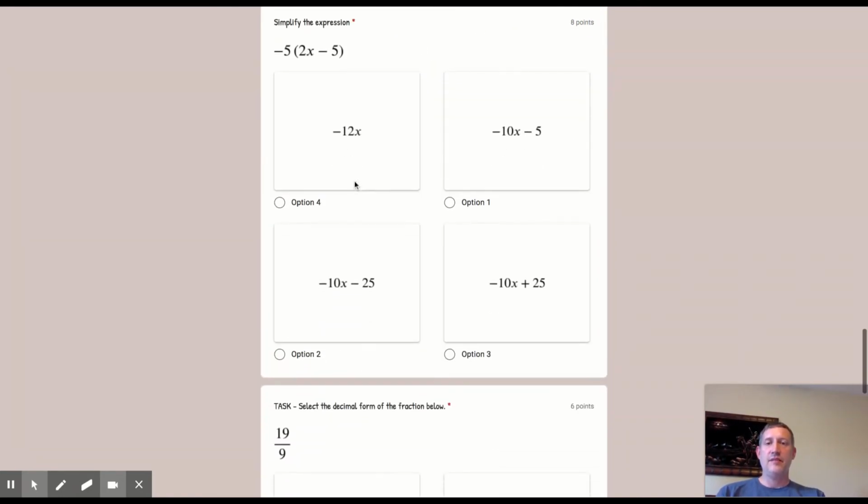Okay? This one, you're going to distribute that -5. -5 times 2x gives you -10x. But don't forget that -5 times -5 gives you positive 25. Okay? Negative times a negative is a positive.